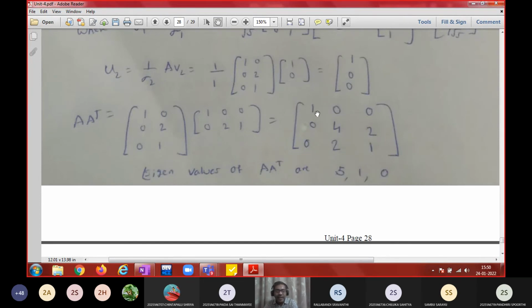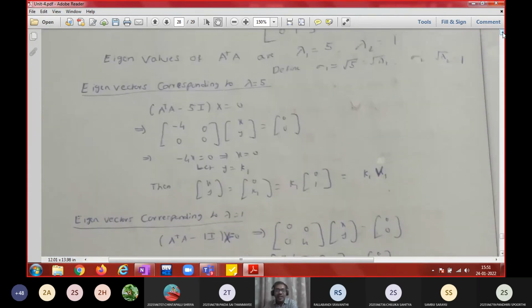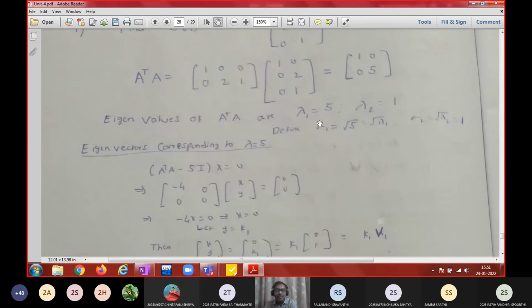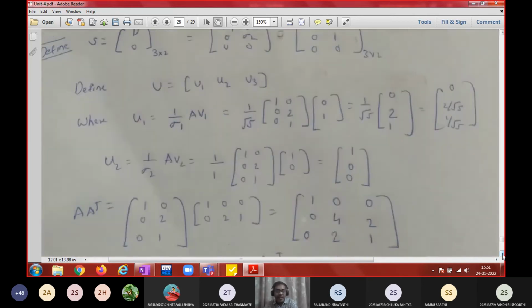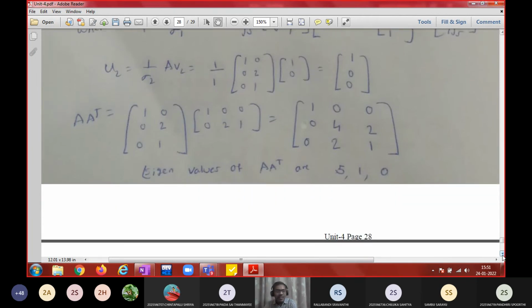If you find the eigenvalues, you will notice that the eigenvalues are 5, 1, 0, which are the same as the non-zero eigenvalues of this. Non-zero eigenvalues of this are 5, 1. So as I said earlier, A transpose A and AA transpose will have the same non-zero eigenvalues. Additionally, 0 is there. Now you find the eigenvector corresponding to lambda equal to 0. Okay, so that is what I did here.